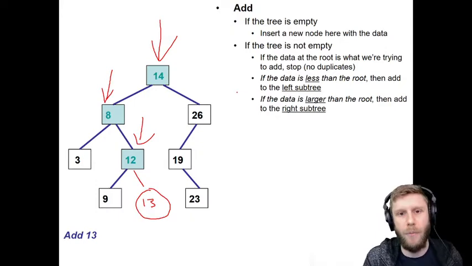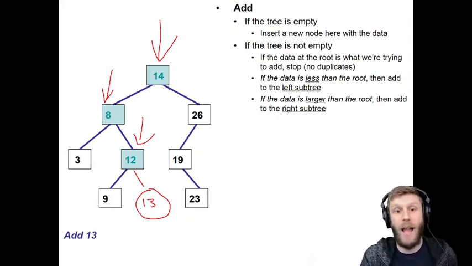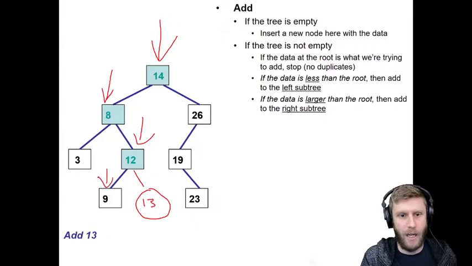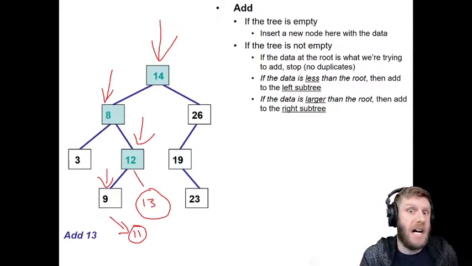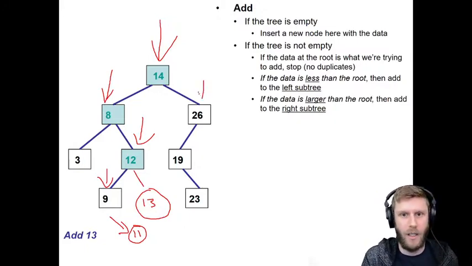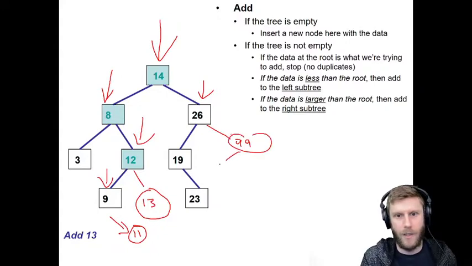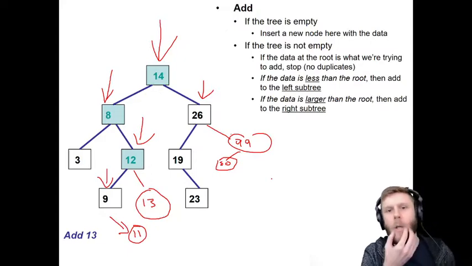Let's add the number 11. All right, less than, greater than, less than, so it must go here. 9, it's greater than, so it must go here. 11. There. Let's add the number 99. All right, well, that goes over here now. Clearly to the right, now we've got 99. Now let's add the number 50. All right, must go here. 50, and so on. So let's look at the code.